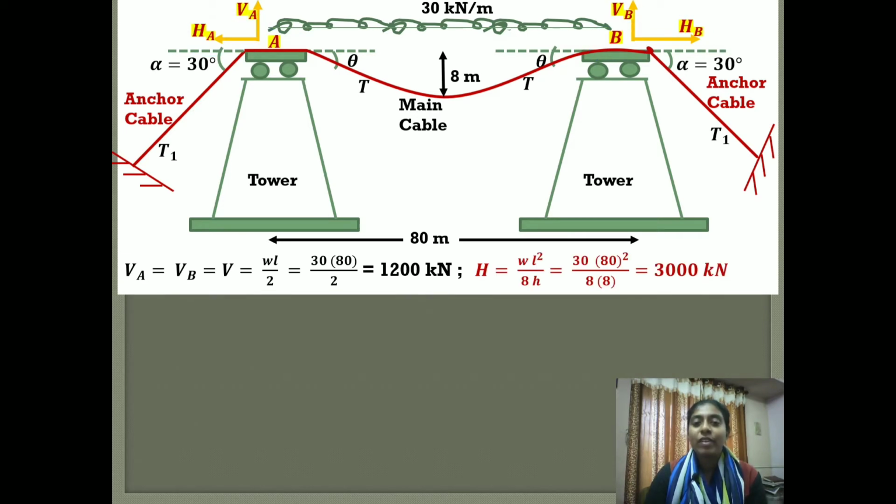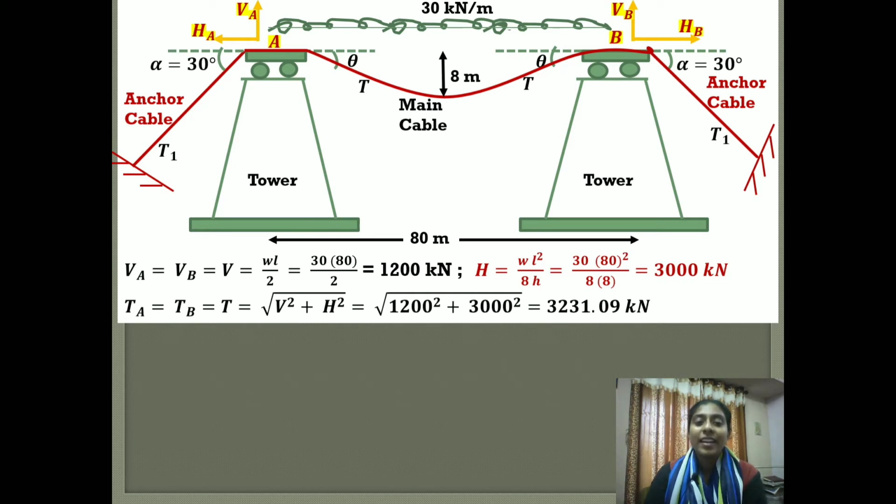Now, we will find the horizontal thrust. Already we have seen that when a cable is subjected to UDL or concentrated loads, whether the supports are at the same level or at different levels, our horizontal thrust remains the same at both the supports. So H is equal to WL square by 8H. Substituting the value of W as 30, L as 80, square by 8 into H, the maximum dip is 8 meter. So we get 3000 kilonewton. Horizontal thrust is 3000 kilonewton.